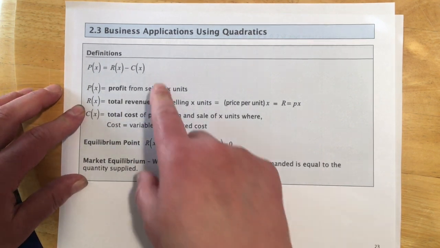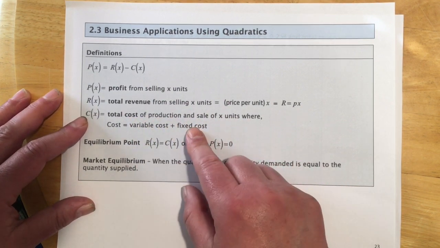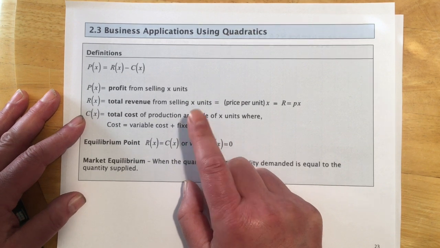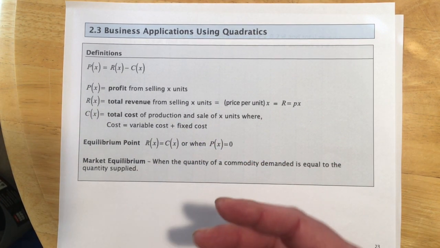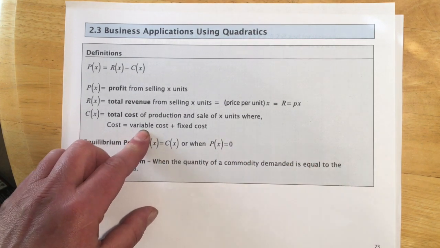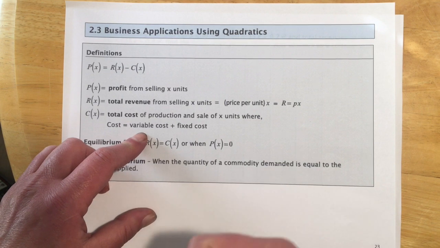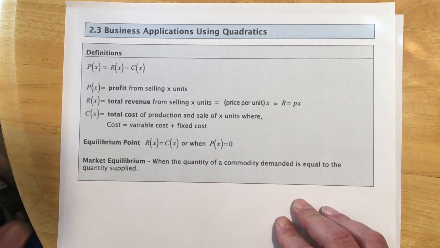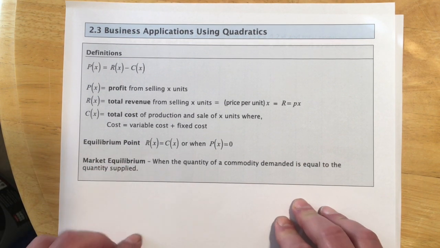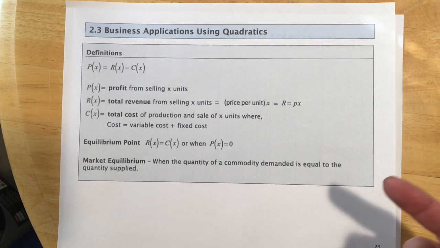Profit and revenue are pretty straightforward. Cost, I'll just remind you that we have variable cost and fixed cost. So fixed cost was things like rent, where we have to pay that money whether we make or sell any of these things or not. And then variable cost is how much it costs to make each individual unit. So things like labor or materials. And then lastly, market equilibrium is when the quantity of commodity demanded is the same as the quantity supplied.